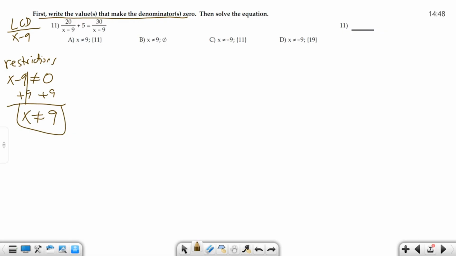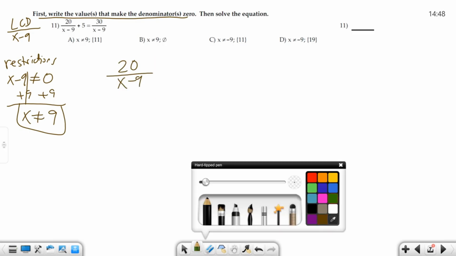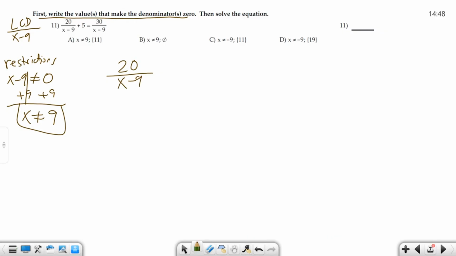So let's solve it and see what we get. 20 over x minus 9 plus, you know what, I'm going to go straight into this. When I solve equations like this that have fractions, I multiply everything on both sides by the LCD. So go back and watch the videos if you didn't or don't understand. That's what I'm doing. I'm multiplying this LCD by this term, and this term. That's 3 terms. All right, even the 5. So then plus 5 times my LCD equals 30 over x minus 9.